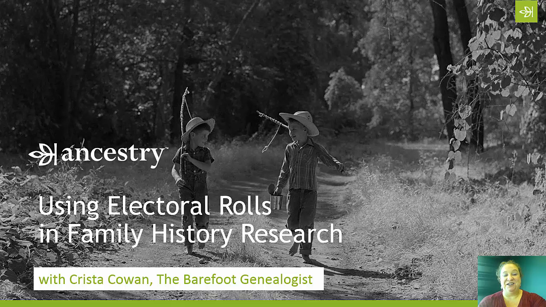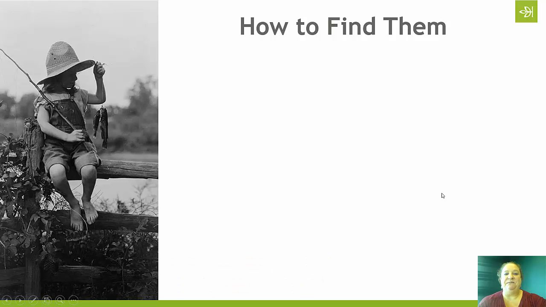Today is election day here in the United States, and so I thought it was appropriate that we talk about electoral rolls and voter registration and how to use them in your family history research. We're going to start by talking about where to find them, then I'll walk you through several examples of some of these types of records and wrap up with exactly what they're going to do for your family history research. So with that, let's go ahead and dive in.